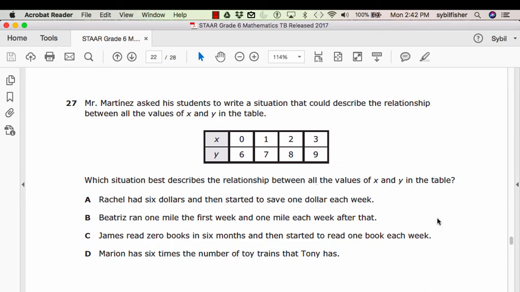A, Rachel had $6 and then started to save $1 each week. B, Beatrix ran 1 mile the first week and 1 mile each week after that. C, James read 0 books in 6 months and then started to read 1 book each week. Or D, Marion has 6 times the number of toy trains that Tony has.